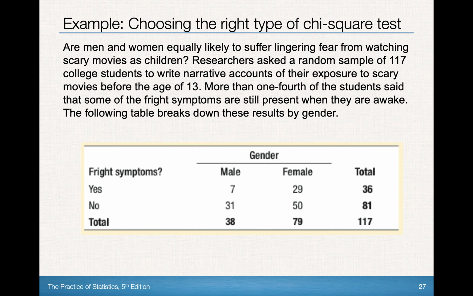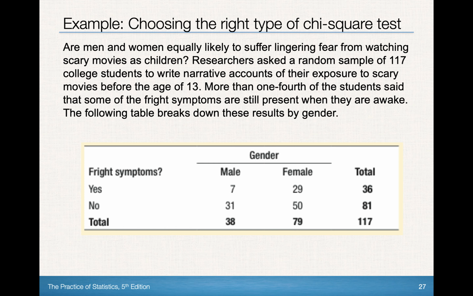In this example, I have one random sample. It says researchers asked a single random sample of 117 college students, which means that this is not multiple populations. This is one population, and the population is college students. That's why this is not a chi-squared test for homogeneity. This is a chi-squared test for independence. It is a single sample, a single population.